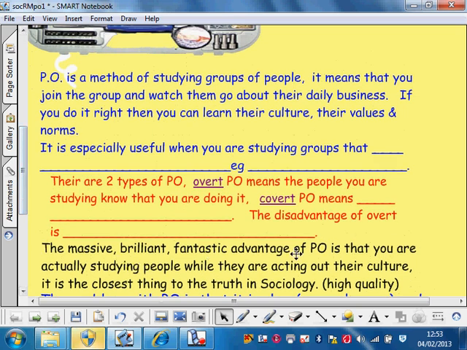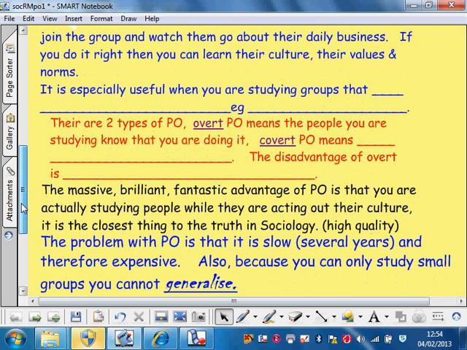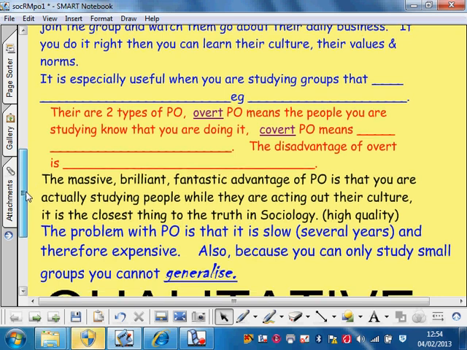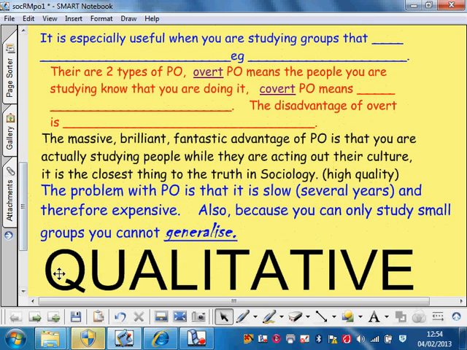This massive, brilliant, fantastic advantage of PO is that you're actually studying people while they're acting out their culture. It is the closest thing to the truth in sociology. It is very high quality research. You'll see them do it, not asking them. Problem, it's slow and therefore expensive. I'll explain that in class if you can't figure out why. Slow equals expensive. Also, you can only study small groups of people. You can't generalise. Yeah? And lastly, participant observation, PO for short, is a qualitative research method.